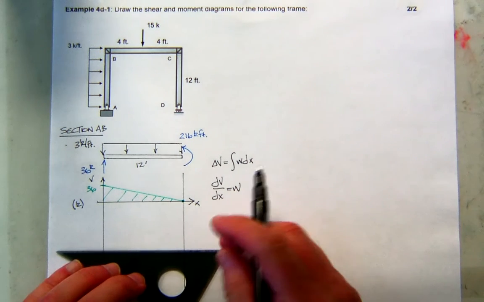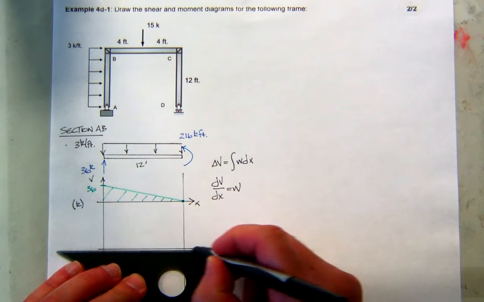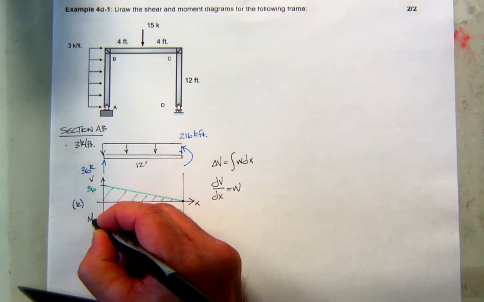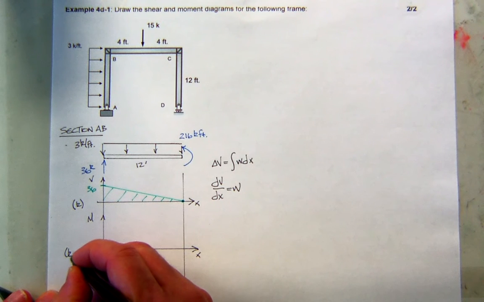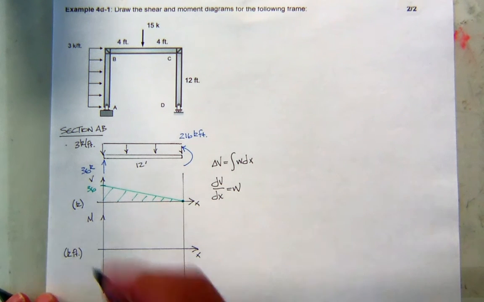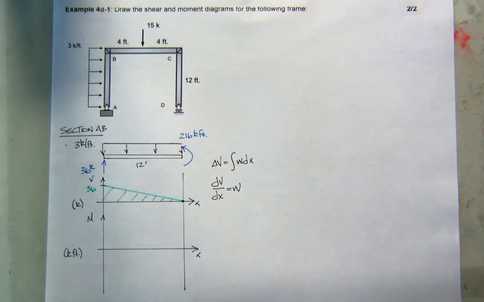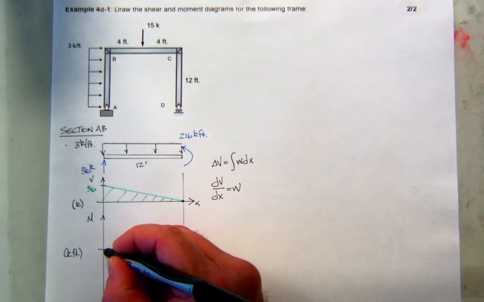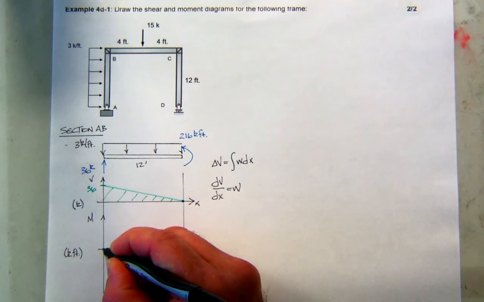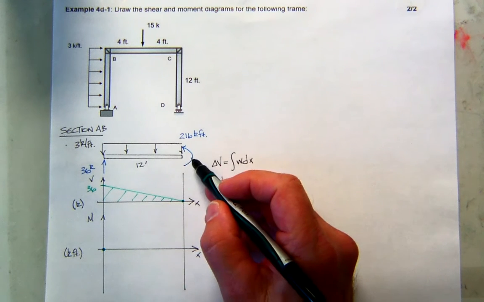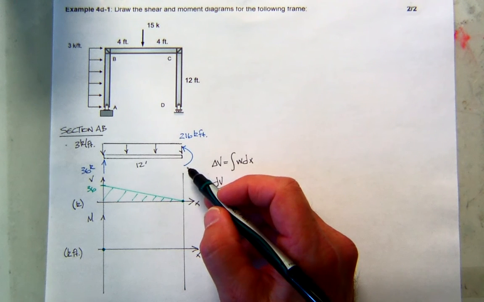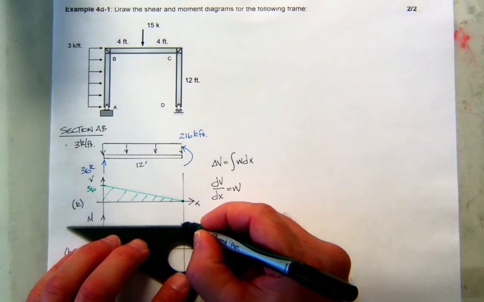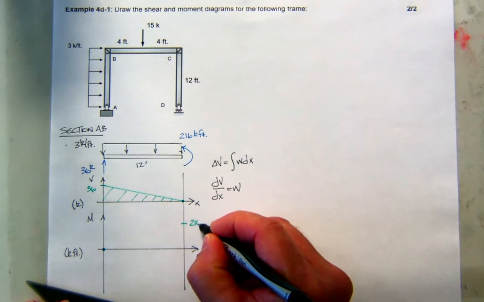Now for moment, again, we can define a positive x-axis, positive moment. All my units will be in kip and feet. And now let's look at our moment. So what's the moment at A? Well, A is a pin, so it's no applied moment, so it's 0. What's the moment at B? What kind of bending moment is that? Positive or negative? Positive. That should be 216.